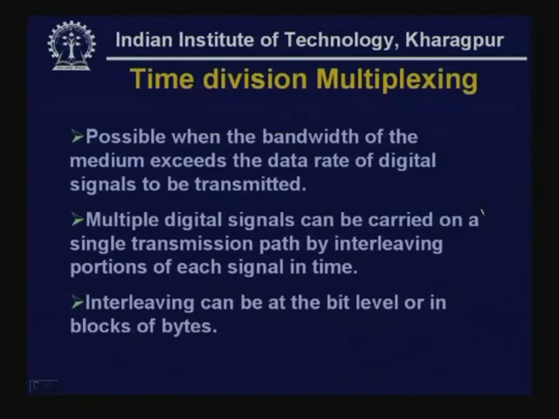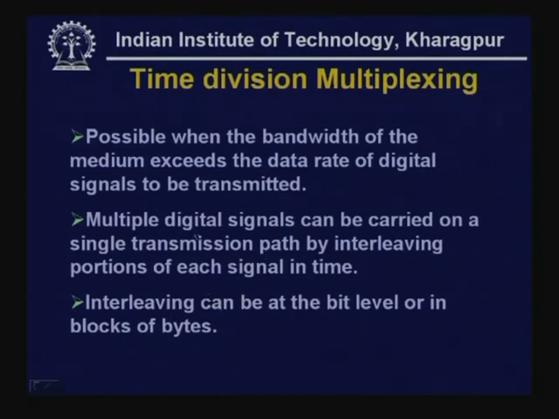So, time division multiplexing is possible when the bandwidth of the medium exceeds the data rate of the digital signals to be transmitted. The possibility arises because of the same reason as frequency division multiplexing. However, it is done in a different way.